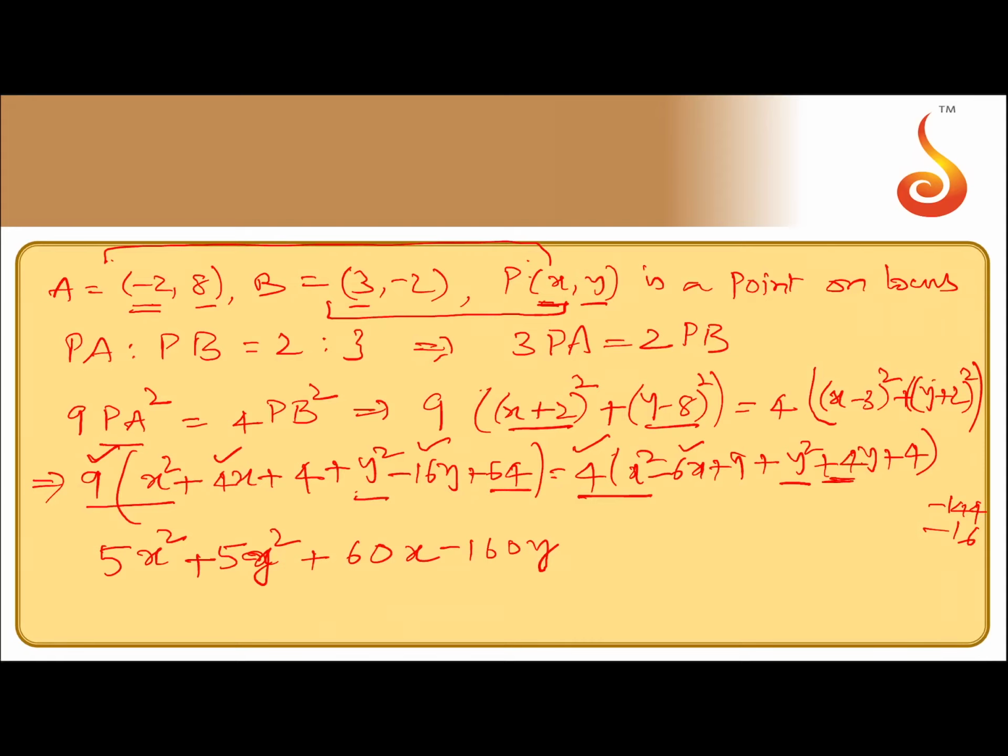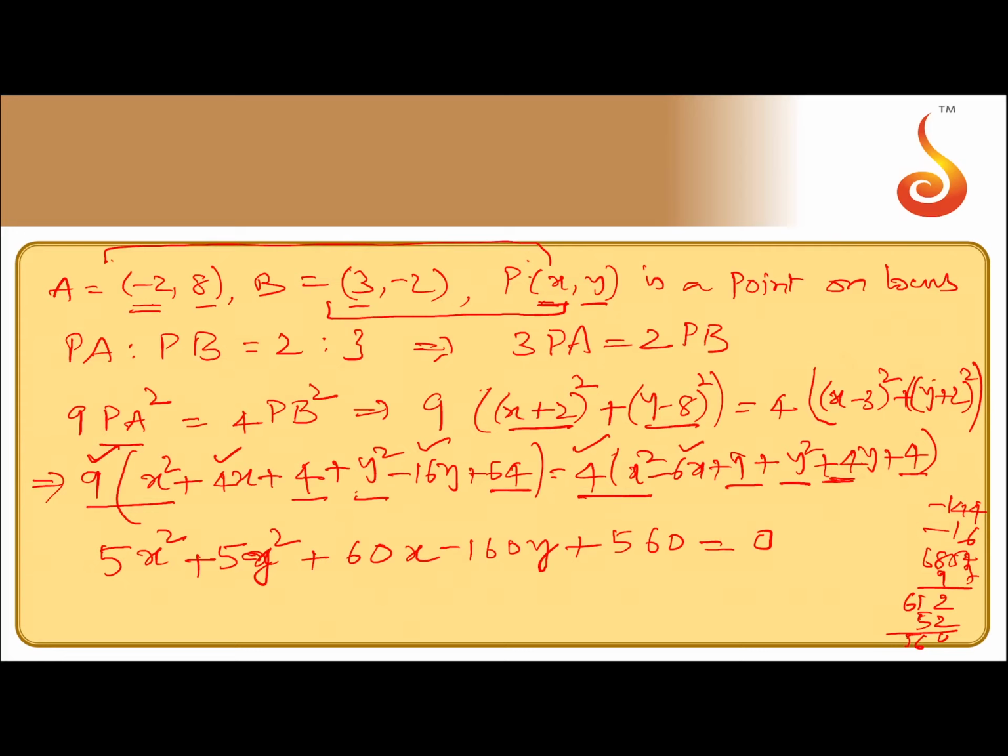And the constant terms: 64 plus 4, 68 into 9. 9 eights are 72, 9 sixes are 54, you get 612. Minus, 13 fours are 52. Subtracting it, you will get 560. So 560 equals 0.